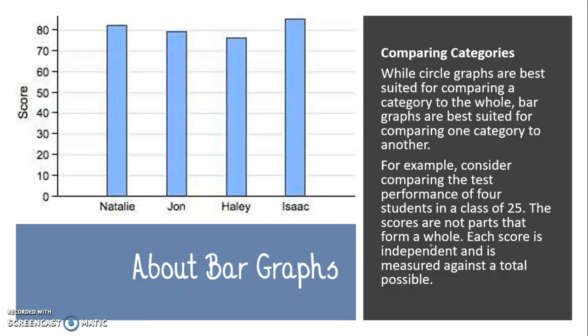For example, consider comparing the test performance of 4 students in a class of 25. We're not comparing all 25, just 4 of them. The scores are not parts that form that whole. Again, we're not looking at the whole 25. Each test score is independent and is measured against a total possible.